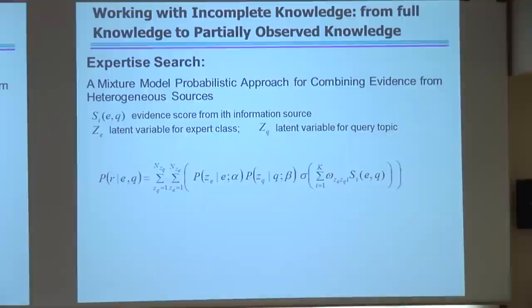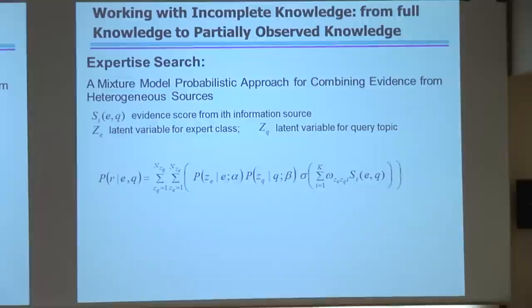Our intuition is that the combination should depend not only on the information request, but also on what type of expert candidates we are considering. That's the foundation for why we would like to design these kinds of models. To be simple, we want to predict the probability of relevance given an expert candidate and a user query.